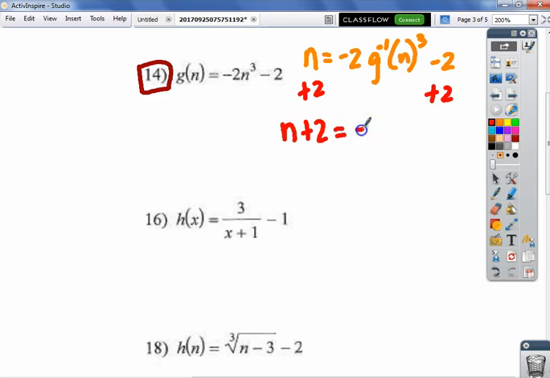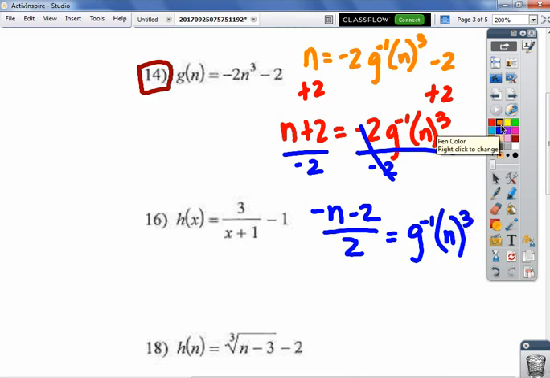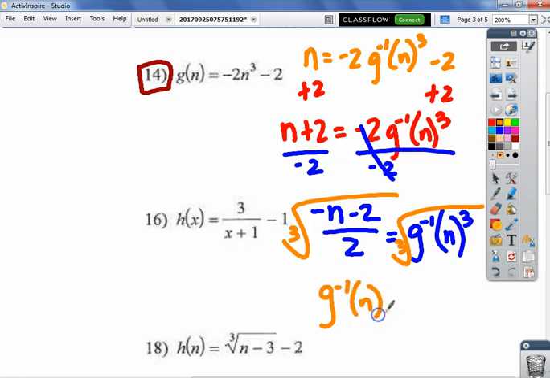So I'll get n plus 2 equals negative 2 g to the n cubed. All right. Now in order to get the g to the negative 1, I'm going to divide by negative 2. And I personally don't like negatives on the bottom, so I'm going to redistribute on top. So I'm going to get negative n minus 2 over 2 equals g to the negative 1 of n, cubed. But I'm almost done. I just need to get rid of that cubic, so I'm going to cube root both sides, and there's my answer. So technically I could say the inverse of g of n is the cube root of negative n minus 2 over 2.